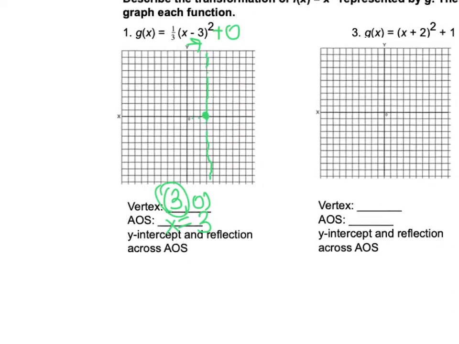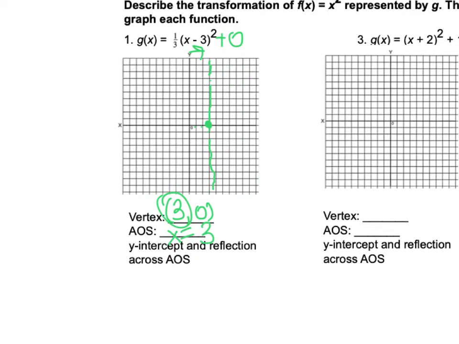And then we need to figure out our y-intercept. Remember, that is the value of y when x equals 0. So we're going to have our ordered pair 0, something. So we're going to put 0 in for x. So I'm going to have 0 minus 3 squared plus 0. I don't really need to say that. 0 minus 3 is negative 3. Negative 3 squared is negative 3 times negative 3, which is positive 9. So my y-intercept is at 0, 9, which is going to be right up here.